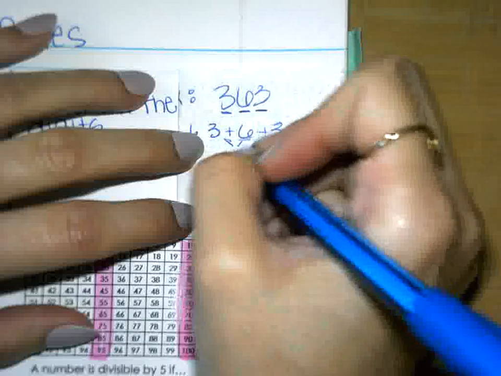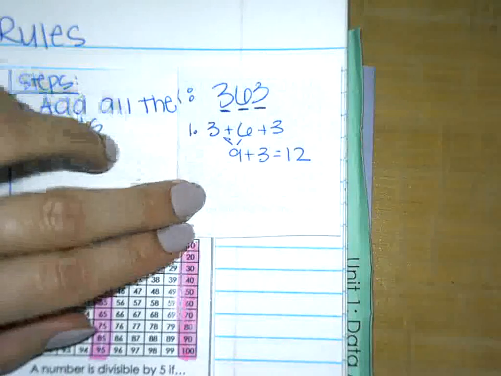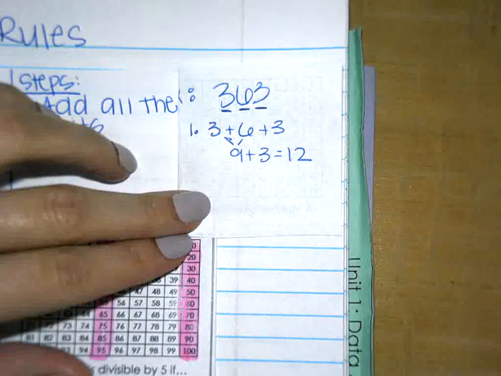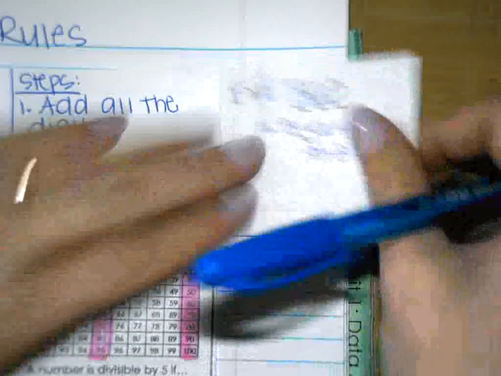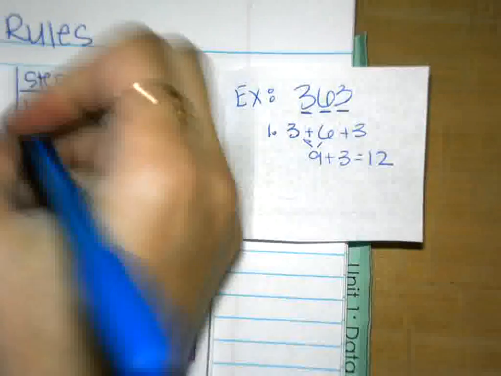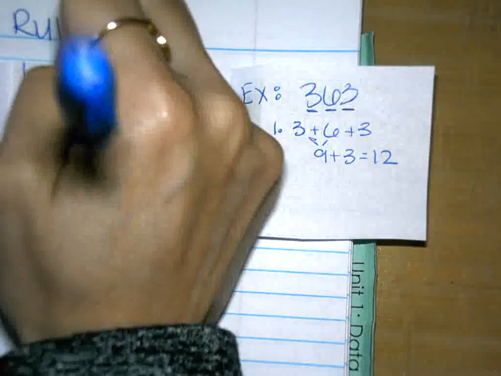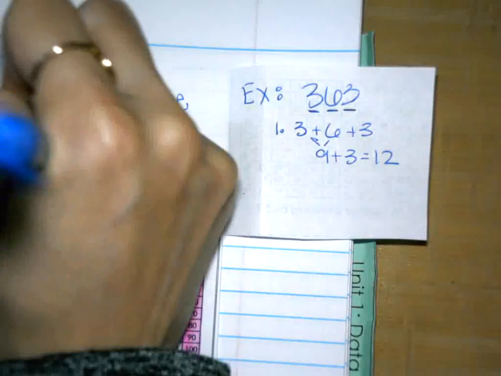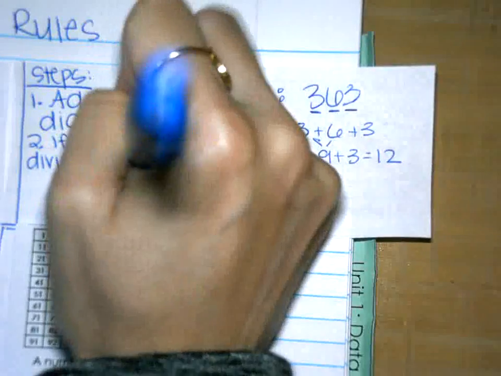Well, 3 plus 6 is 9. 9 plus 3 is 12. That's my step 1, add all the digits together. Every number in the number is considered a digit, so we need to add them all together. Then step 2, if the sum is divisible by 3, so is the number.